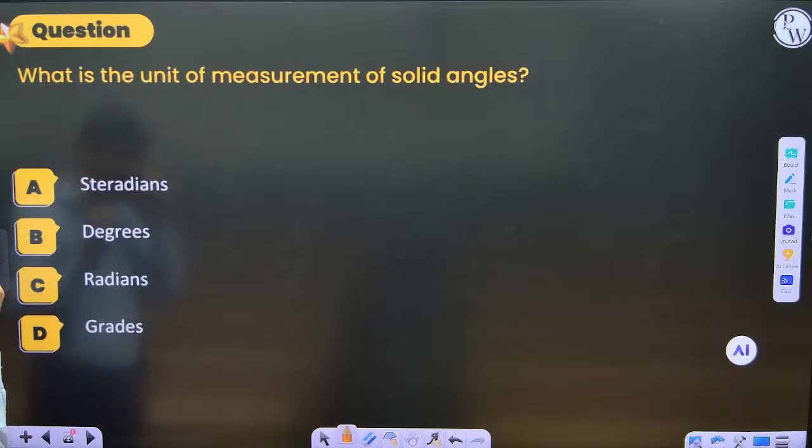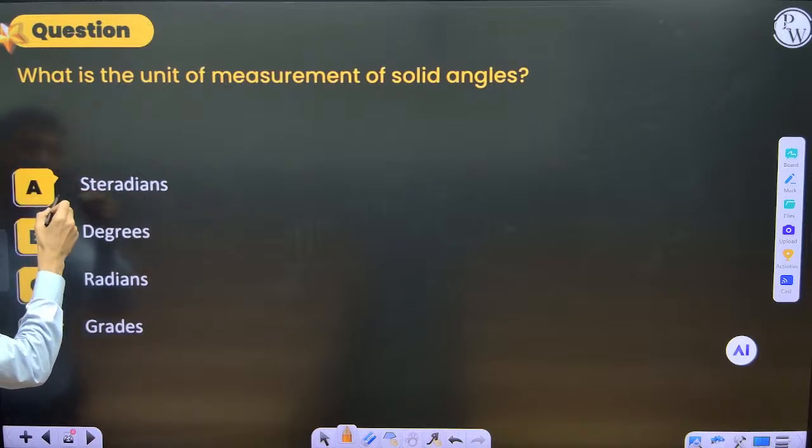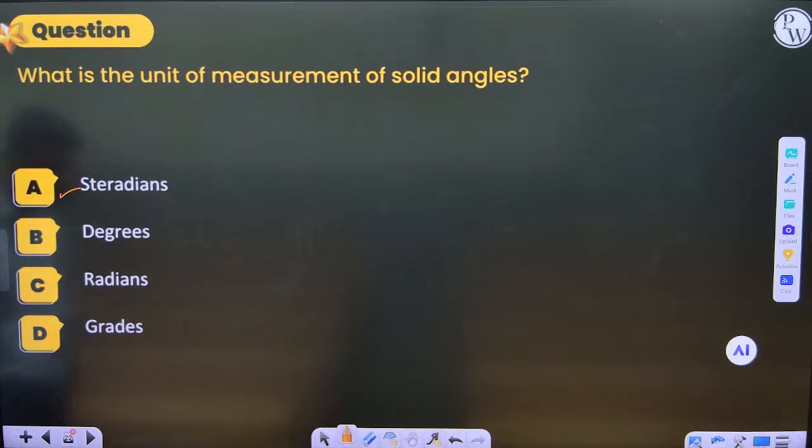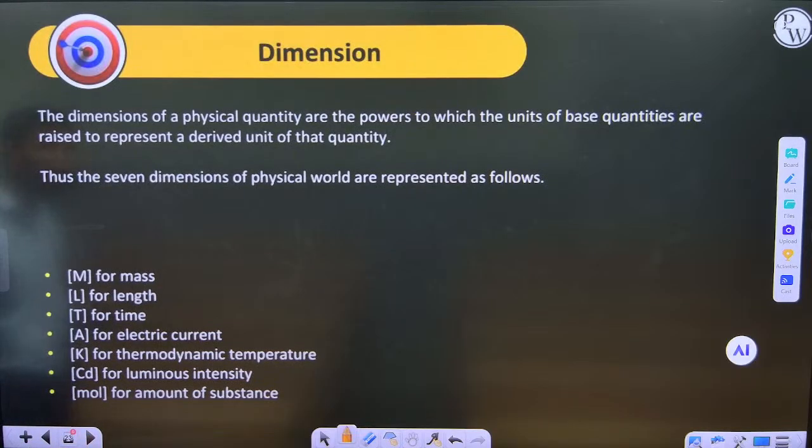Now, which one is a unit of measurement of solid angle? This you have seen already. It's steradian, right? Now we come to dimensions. So let us see what are dimensions.